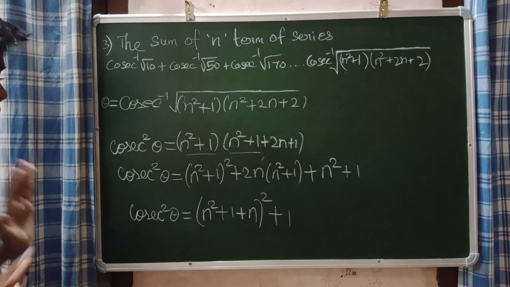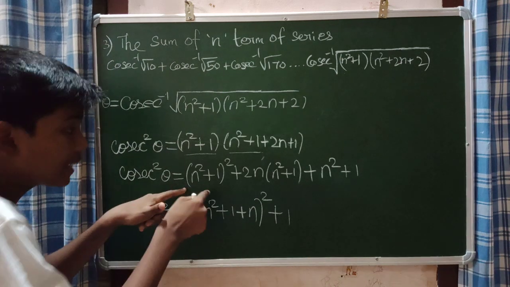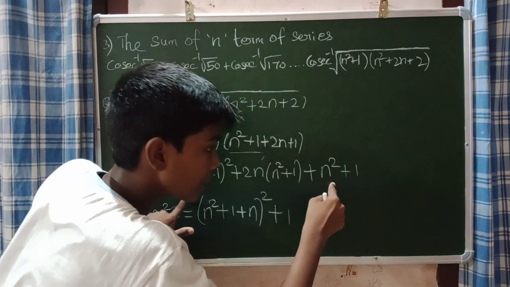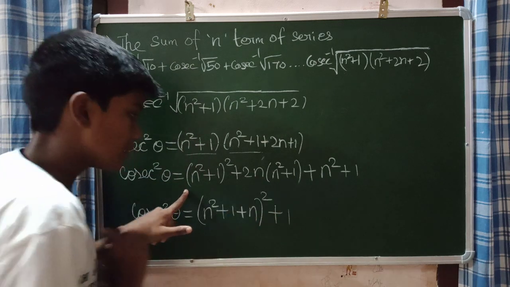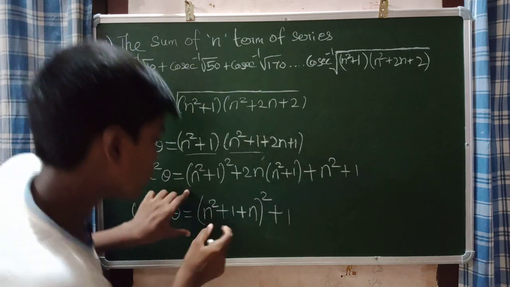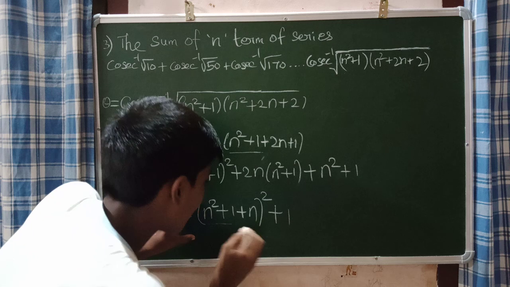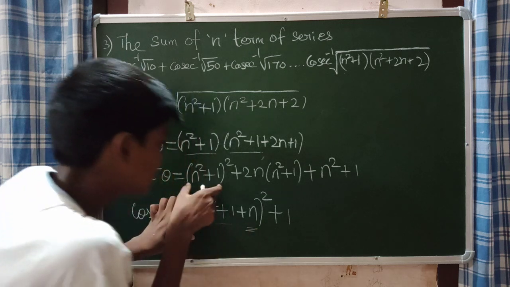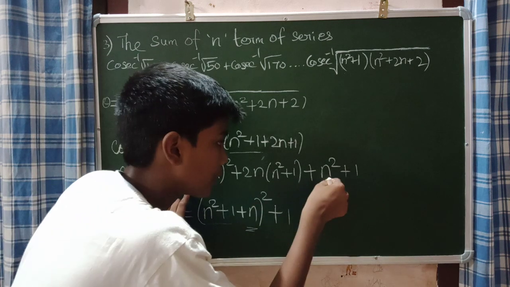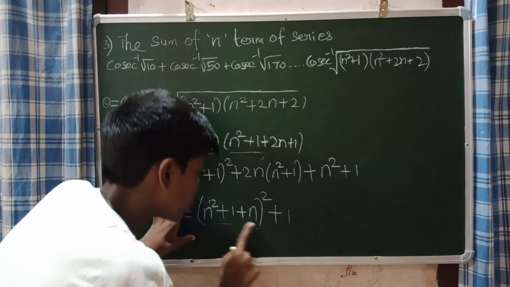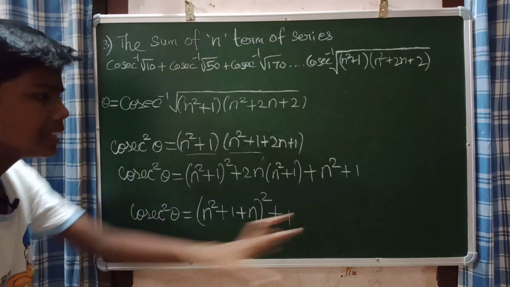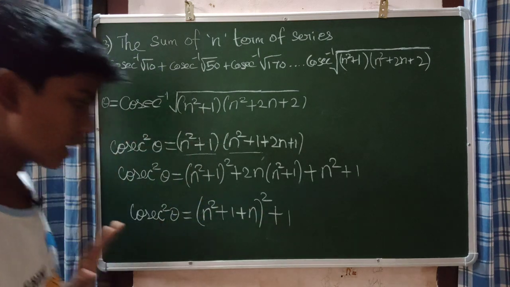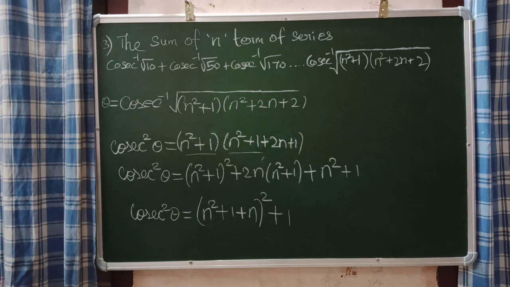Guys, what I did is a very simple thing. It looks like a form like a square plus b square plus 2ab. So that will be a plus b whole square. So a is n square plus 1 and b is n, because this is a square, this is b square. So what will it be? That will be n. That's all I'm doing, guys. Very basic concept. Then I am adding that left out one. Now guys, see carefully.